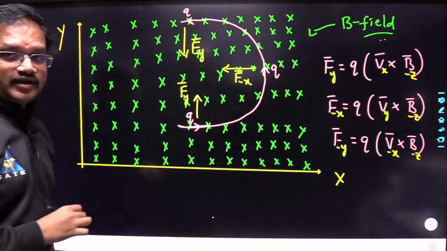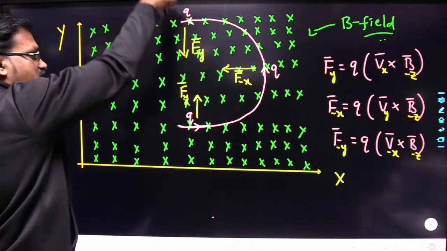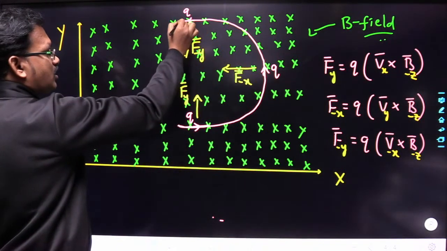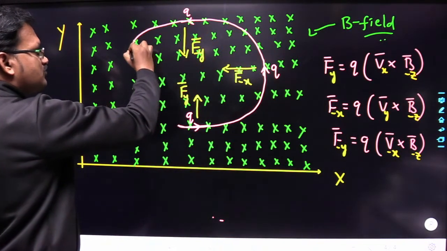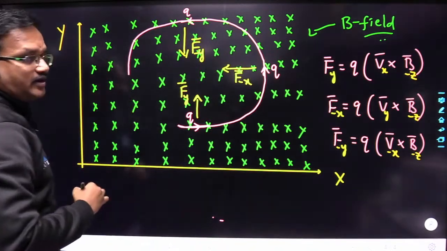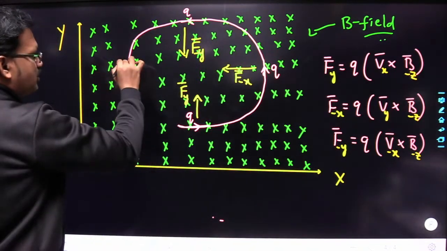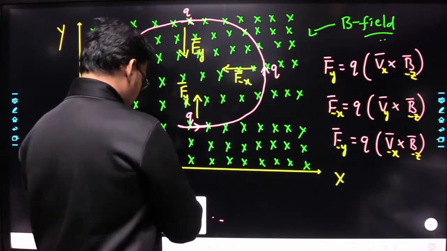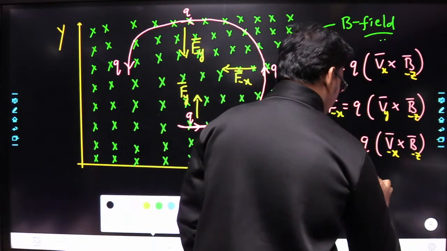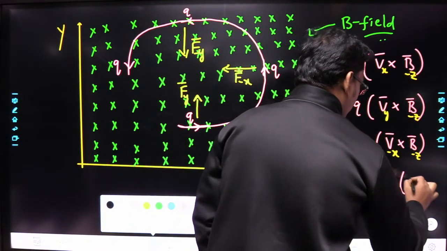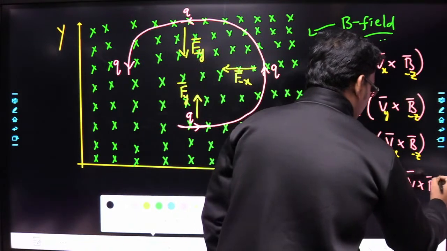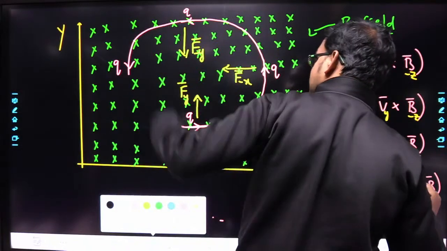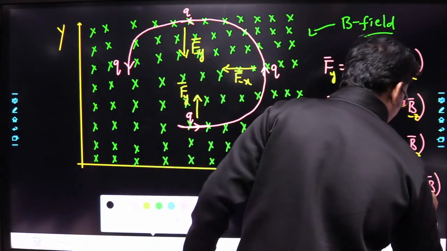So whenever it is experiencing the force in the negative y direction, the same thing happens here. It is going to take a curved path and tries to move in the negative y direction. Now here the charge is moving in the negative y direction. Okay. The same thing here. F bar is equal to Q into V bar cross B bar. Now V bar is in the negative y direction.